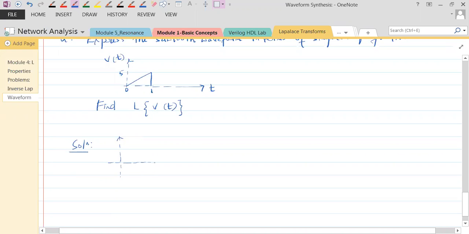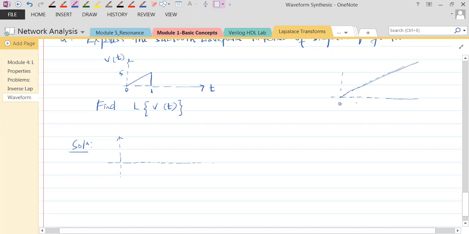Now, I need a signal which is 0 at 0 and which is 5 at 1. Anybody knows that? A unit ramp function, yes. See, I'll write something. Tell me what this is. This is a ramp, right?